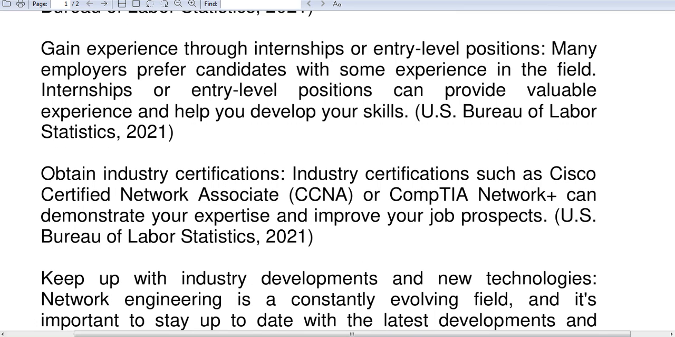Obtain industry certifications. Industry certifications such as Cisco Certified Network Associate, or CCNA, or CompTIA Network Plus can demonstrate your expertise and improve your job prospects, according to the U.S. Bureau of Labor Statistics 2021.